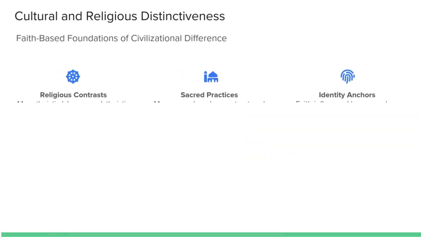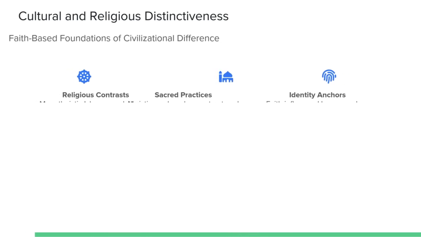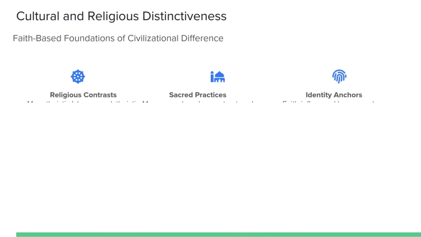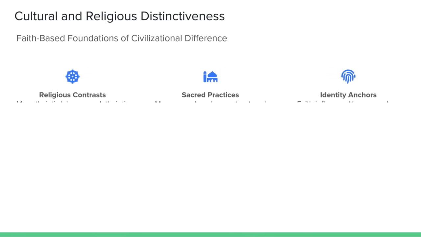Cultural and religious distinctiveness. Muslim and Hindu faiths shaped every aspect of life, from law to language. Islam's monotheism and Sharia contrasted sharply with Hindu polytheism and caste based practice. These deep civilizational differences reinforced separate identities.